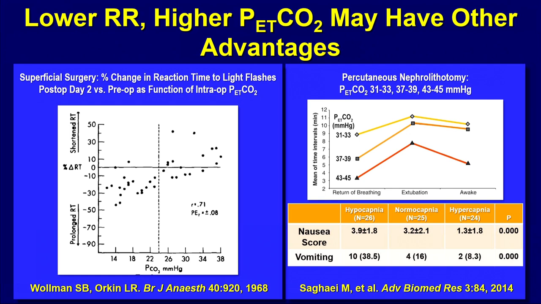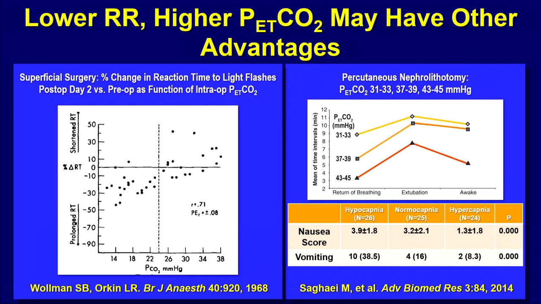And they looked at the reaction time to a light flash. So they tested people. They showed them a light flash, and they had to push a button as fast as they could. And you can see there's a relationship here that higher PCO2, not high PCO2, but higher than lower, resulted in better outcomes.